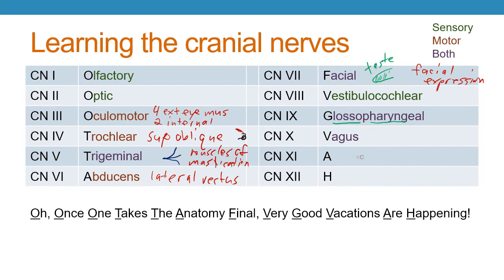Finally, 2 more motor nerves. The accessory nerve is cranial nerve 11. It's called an accessory nerve because it actually acts like a spinal nerve. It goes and joins the cervical plexus in innervating muscles of the neck. So this one does the sternocleidomastoid muscle and the trapezius muscle, if I remember correctly.